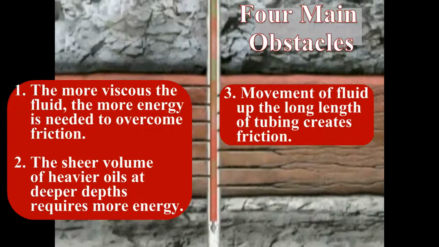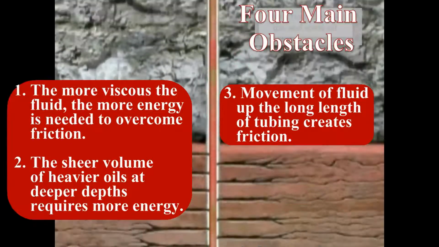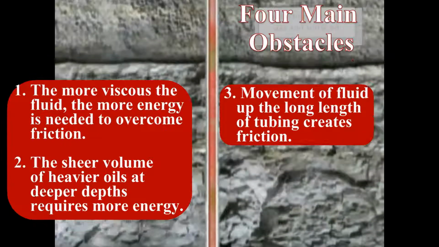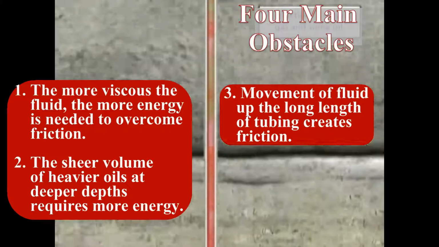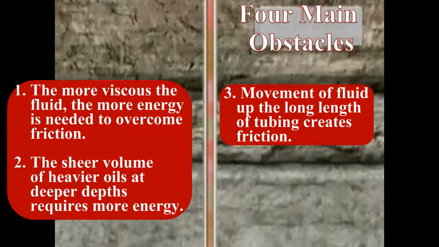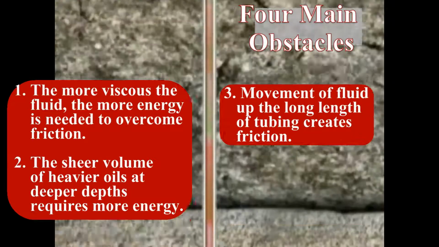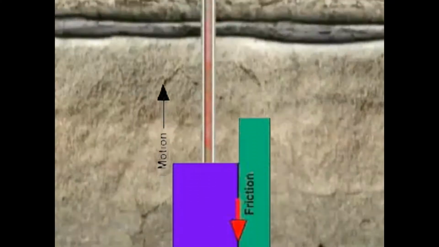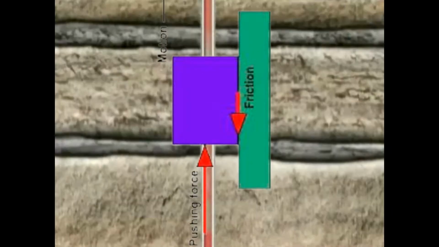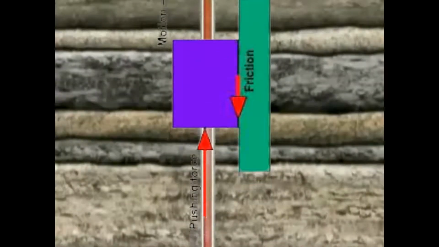The third obstacle is specific to very deep wells with high flow rates. In these wells, just the movement of the fluid traveling up the long length of the tubing and rubbing up against the inside tubing wall creates significant friction. As the frictional force slows the oil's upward movement, more energy is needed to ensure the flow of these fluids.